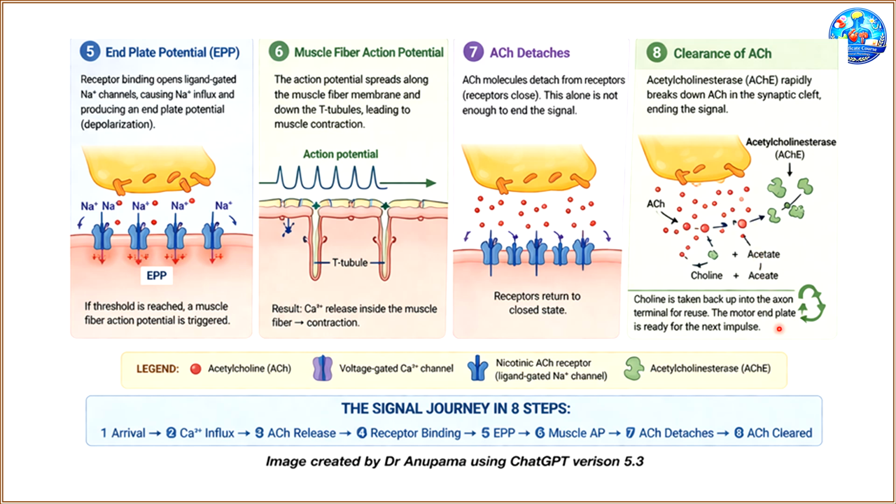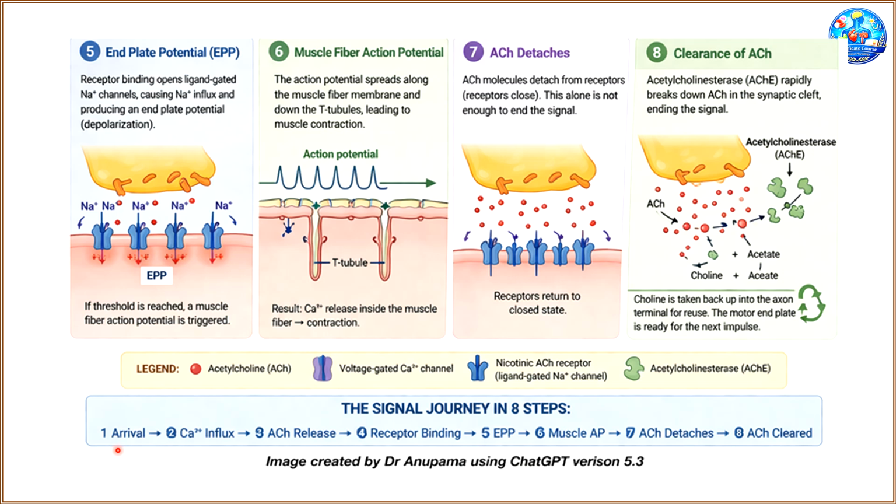Now the motor end plate is ready again for the next impulse. So once again the cycle continues. The cycle will continue. So let us summarize here. Signal journey, we have 8 steps, right? So the signal is initiated in the axon, the axon hillock.